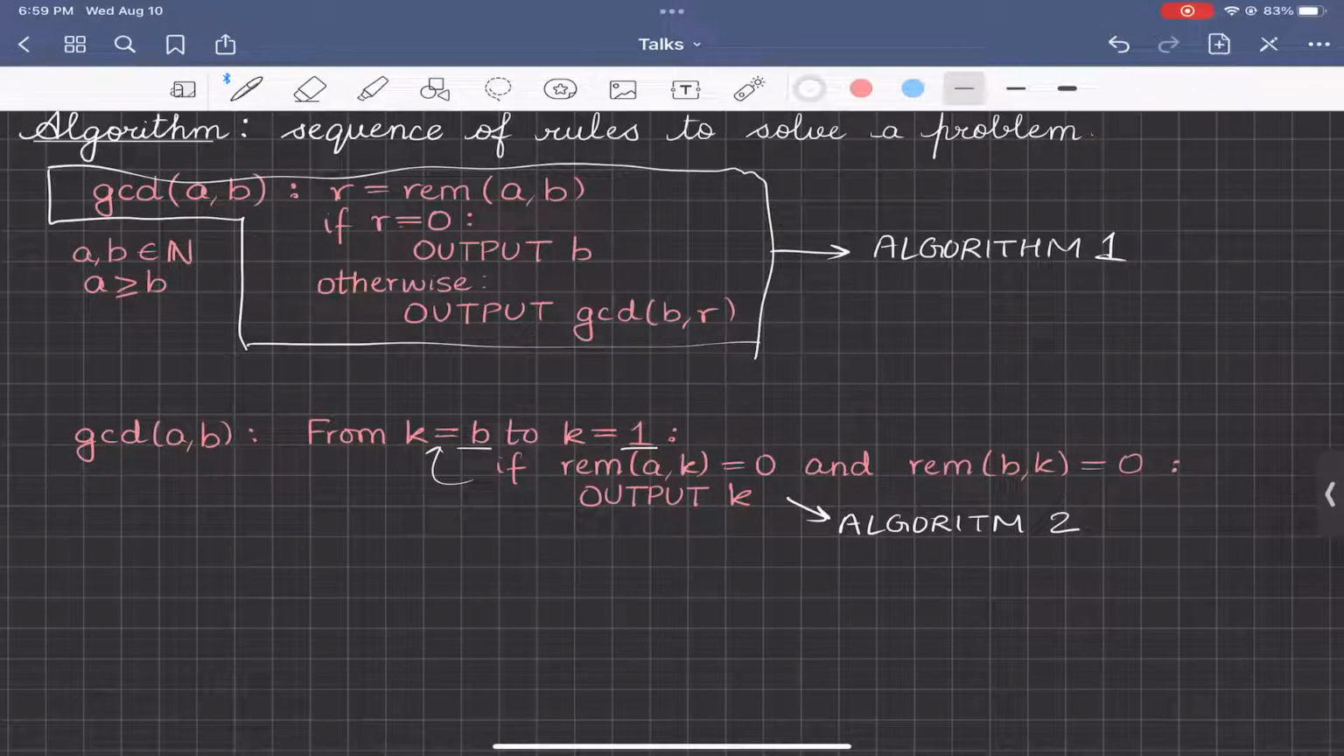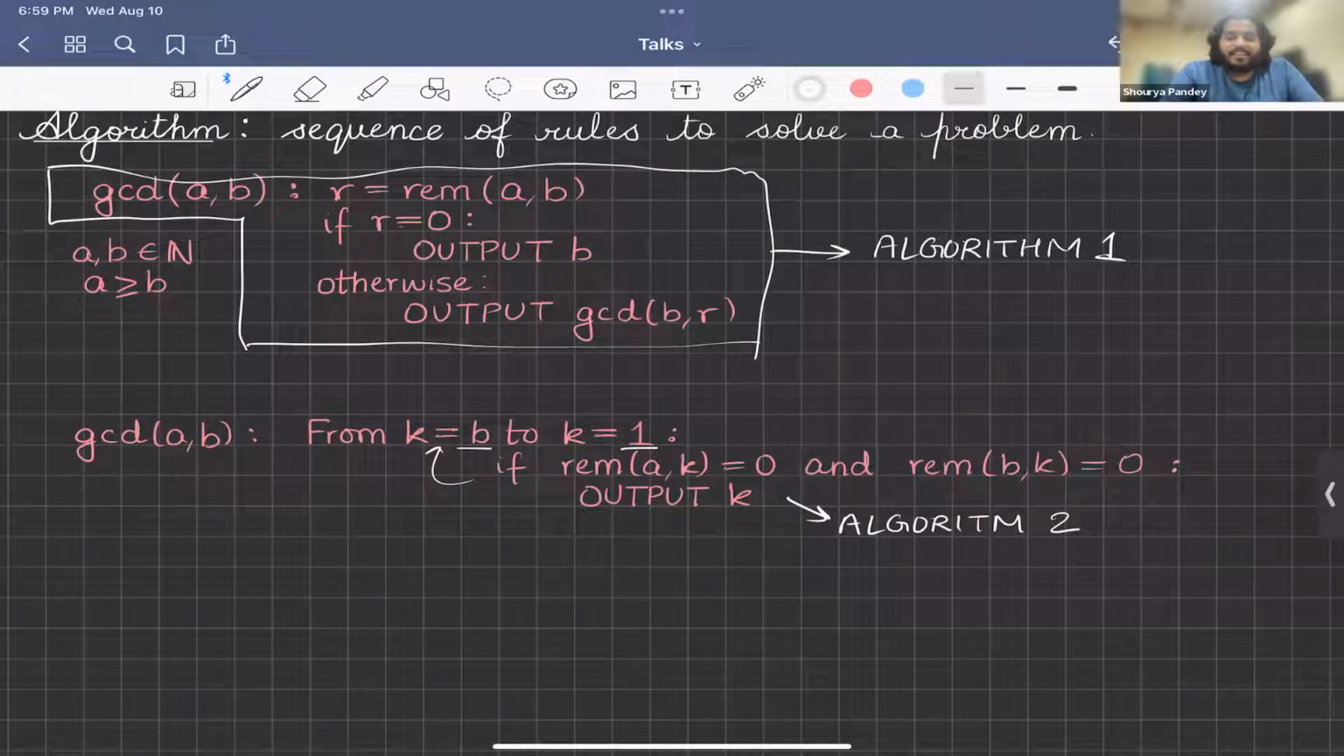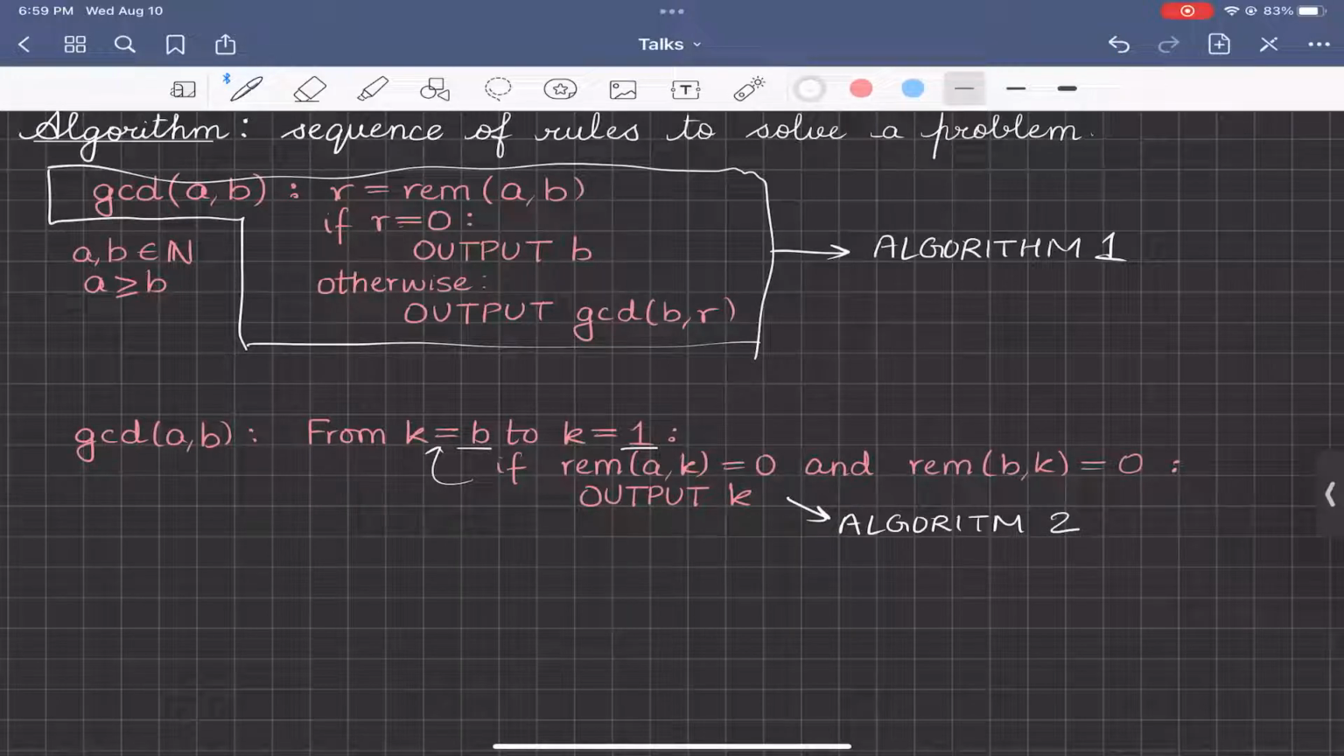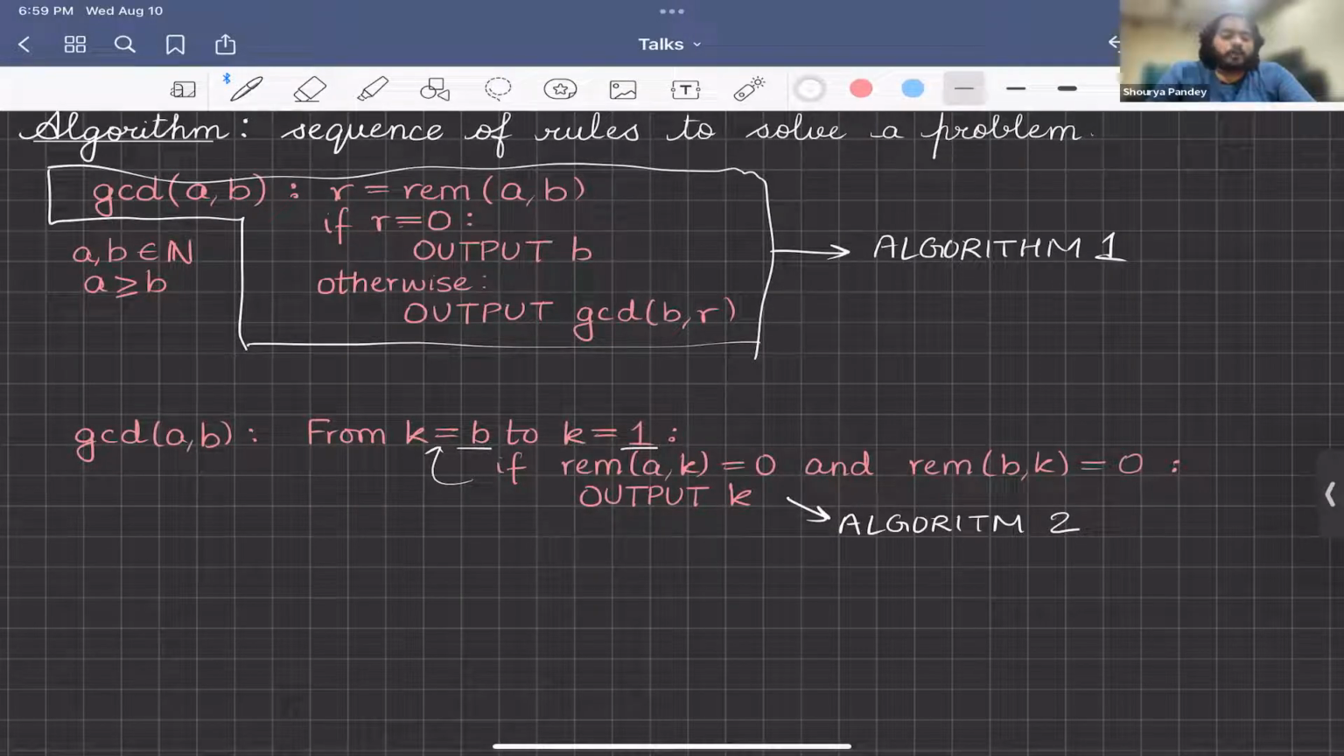The first is better because it takes at most as many as the second. Why? Yeah, that's a good idea. So how do we talk about how good an algorithm is? What makes an algorithm good?